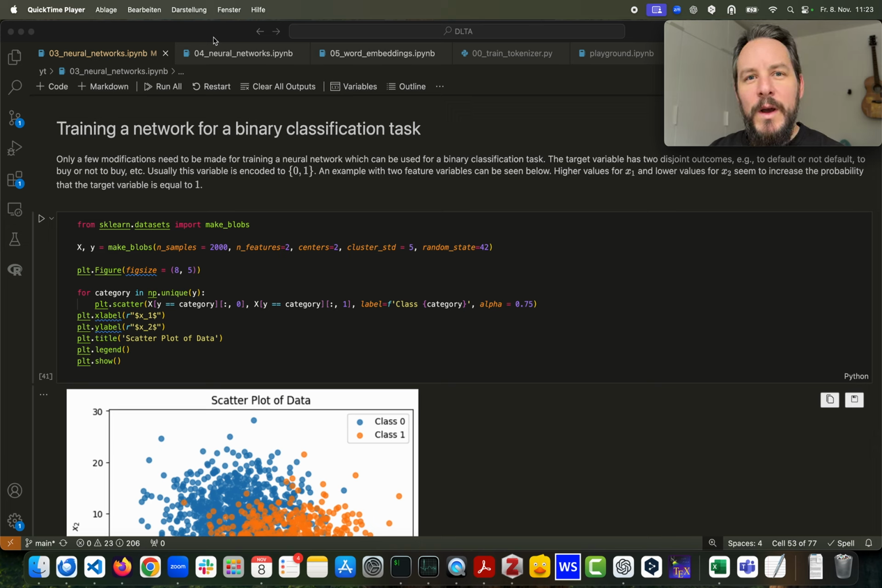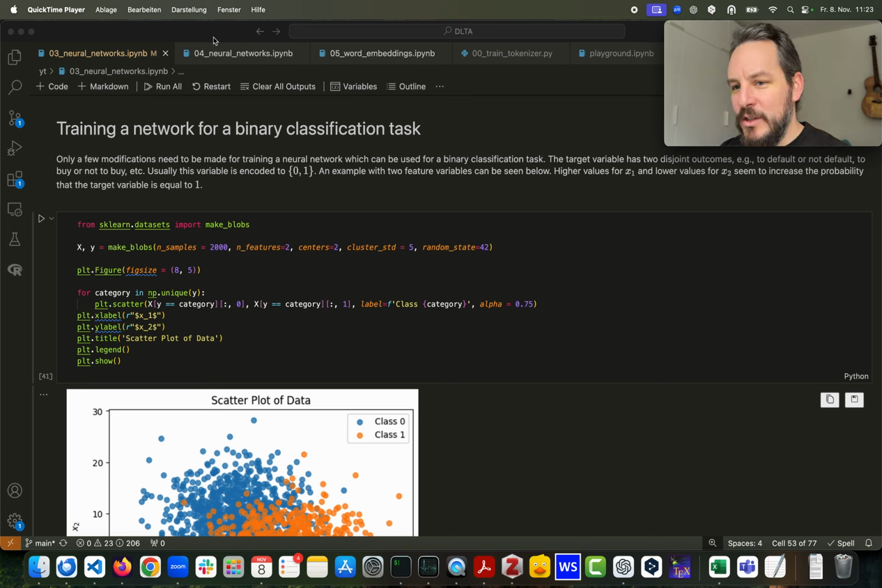When it comes to the training of those models, usually one separates between the scenario where we have a binary target variable, that means a yes or no variable, or if the target variable has more than two categories. First, let's take a look at the binary scenario and afterwards at what I call the multi-class classification task.